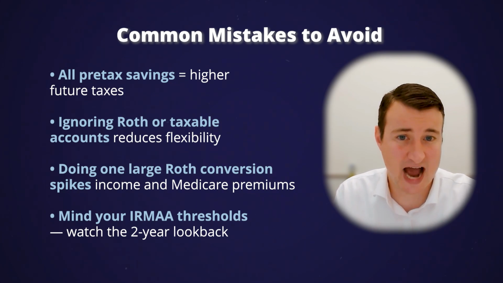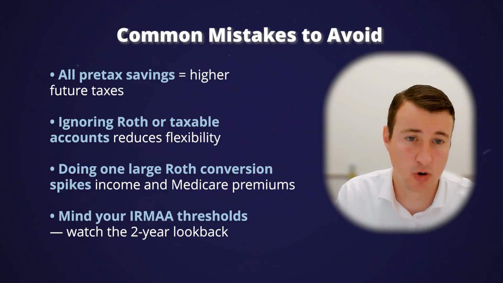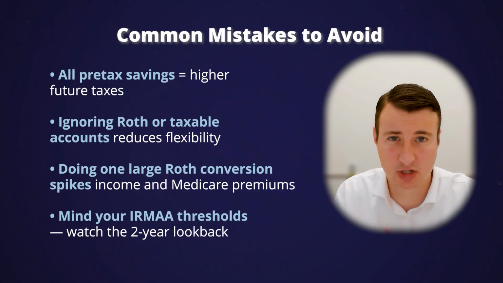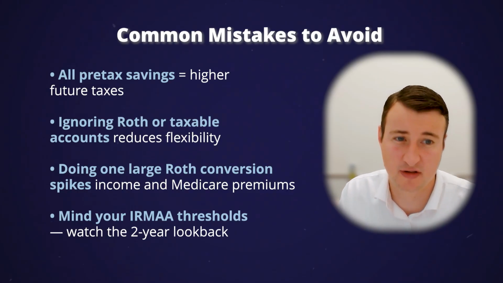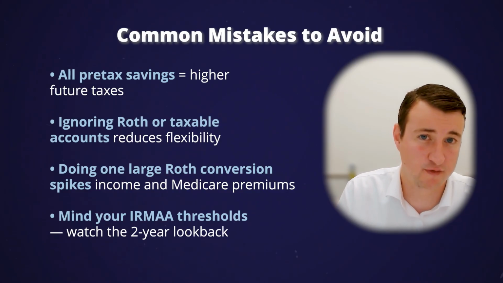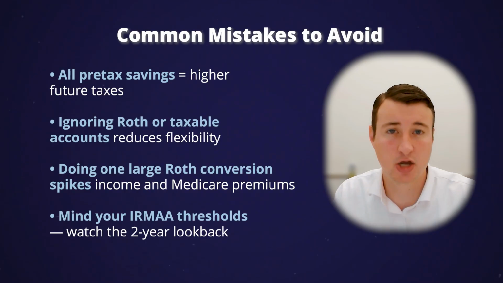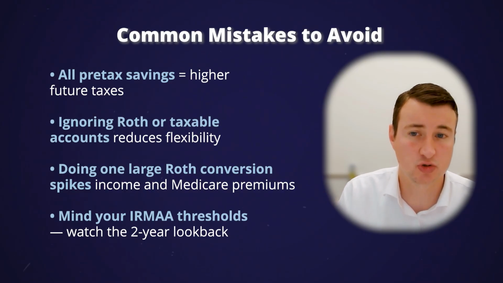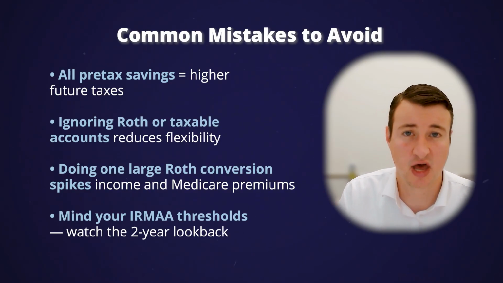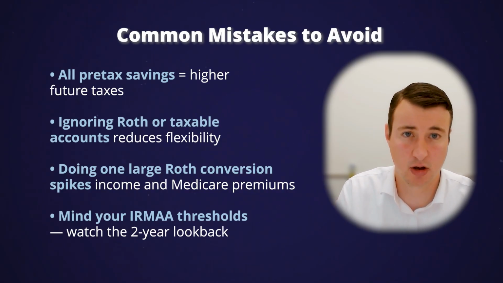Next is neglecting taxable savings. Brokerage accounts may seem boring, but they give flexibility no retirement account can match. There's also one-time conversions that you want to make sure that you're avoiding, which is a single huge Roth conversion, which can spike income and Medicare premiums. A planned ladder is going to work far better than doing it all in one year. And finally, if you're not minding your IRMAA thresholds, conversions and withdrawals affect future Medicare costs. So stay mindful of the 2-year look back so you can keep these costs as low as possible as you're working through your Roth conversion ladder.